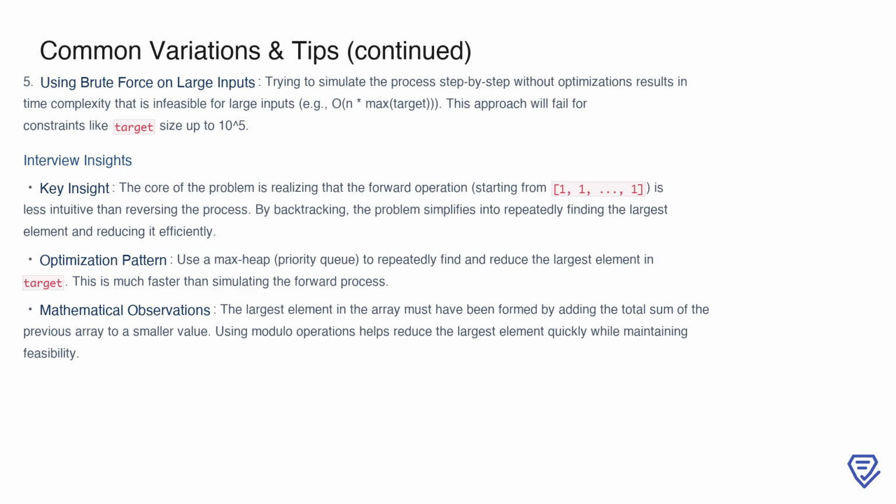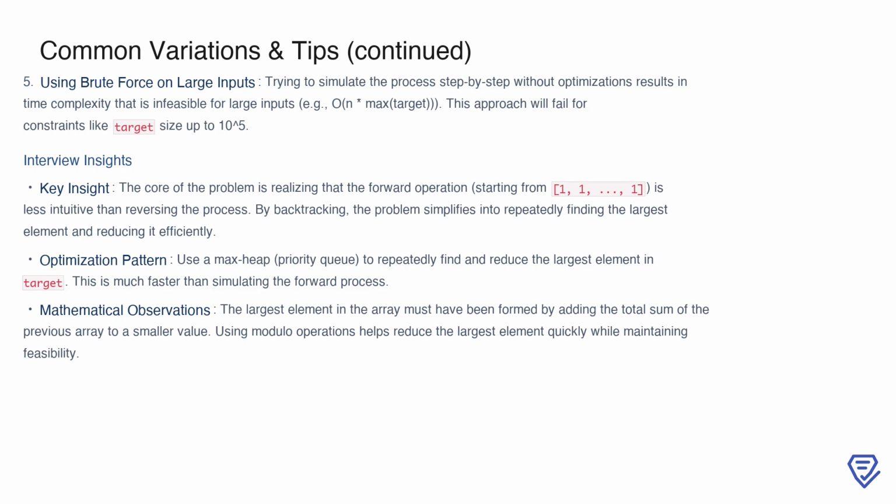Now, when it comes to interviews, there are a few insights that can make a big difference. The key is recognizing that the forward approach, starting from 1, 1, 1, is less intuitive and more complicated than reversing the process. By working backward, you simplify the problem into repeatedly finding the largest element and reducing it efficiently. To optimize this, using a max heap or priority queue allows you to repeatedly access and modify the largest element in the array. This is much faster than simulating the forward process.